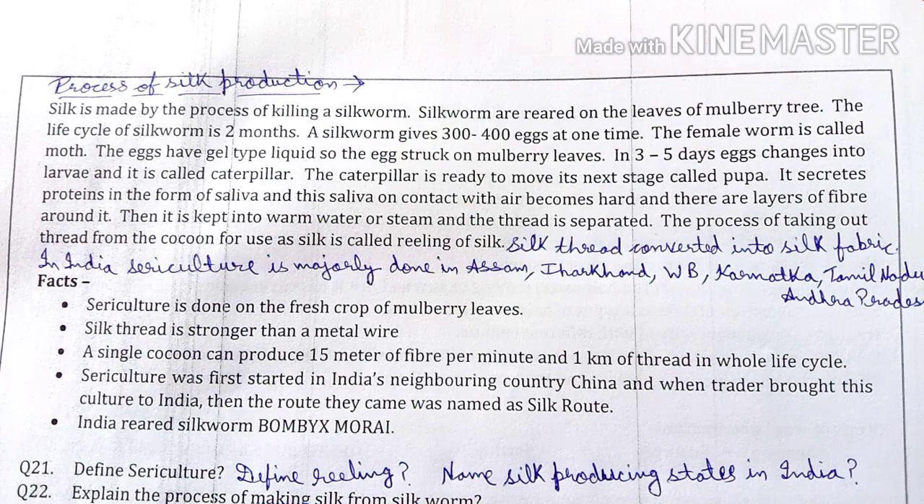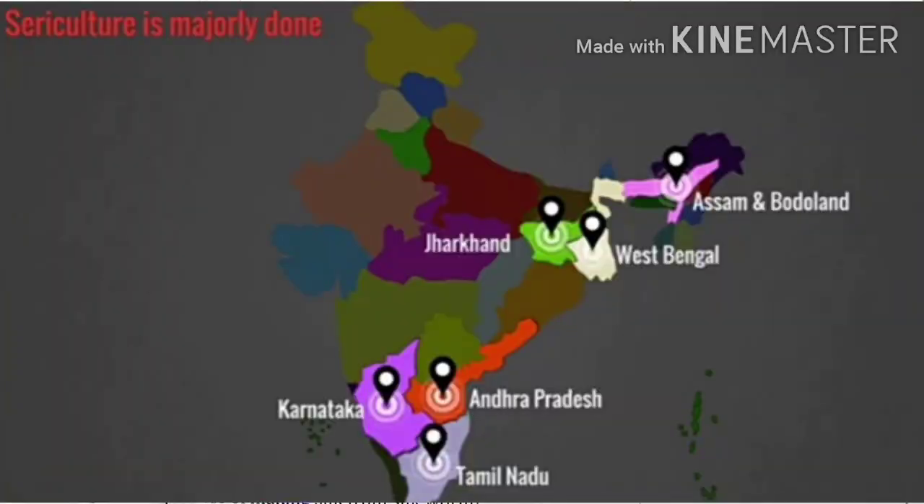Silk thread is converted into silk fabric, from which we will get silk clothes. In India, sericulture is majorly done in Assam, Jharkhand, West Bengal, Karnataka, Tamil Nadu and Andhra Pradesh. So these are the main silk producing states in India.